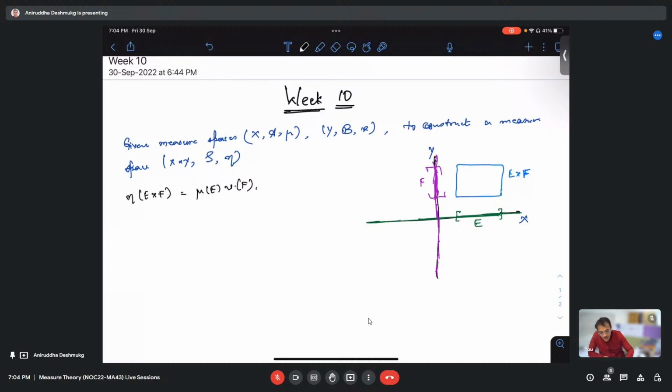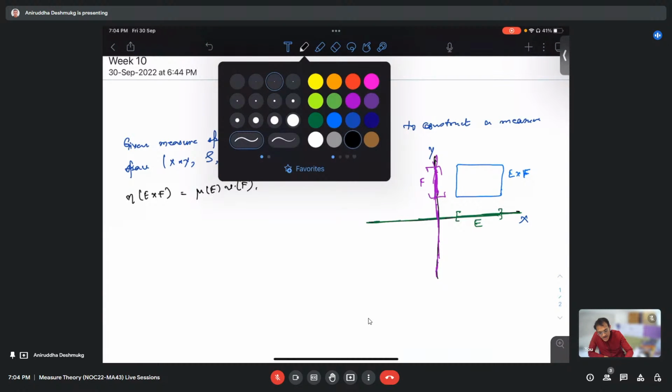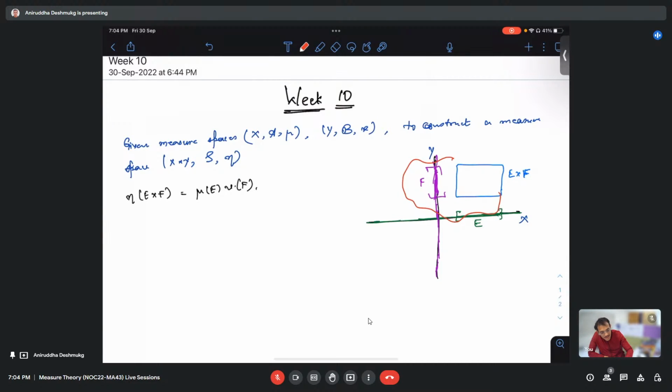Now, but then a set could very well be of this form. It may not be a rectangle. It could be of this form, and then there is no direct way of measuring it because it is not the Cartesian product. We cannot say it is the product of some measures. So what we would rather do is to define the measurable subsets of X cross Y. Let us look at the sigma algebra generated by all these rectangles.